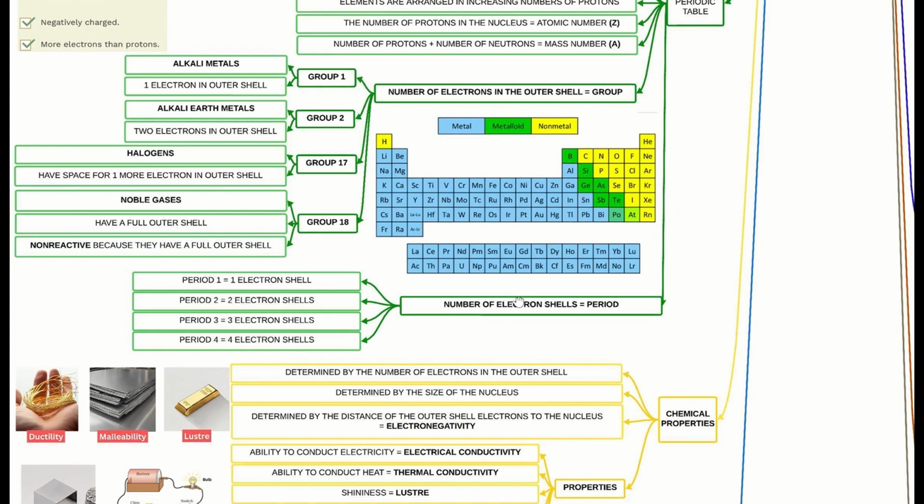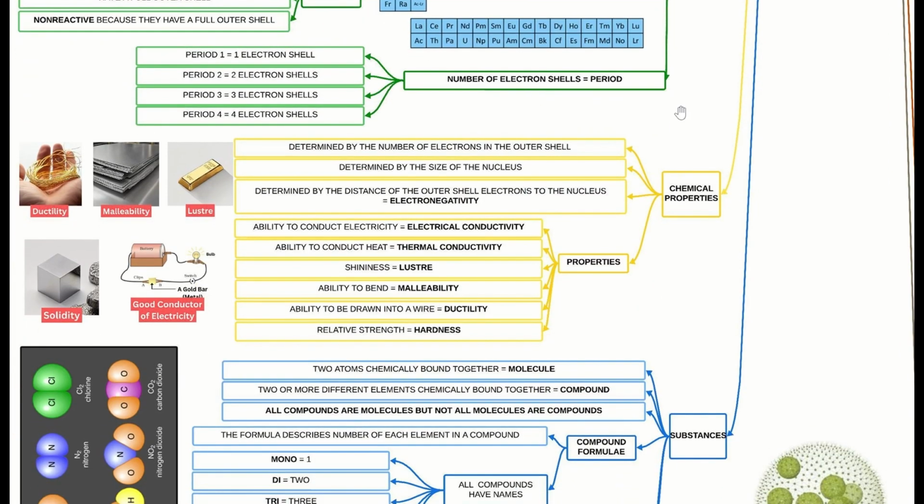Okay, then we get down to the chemical properties. Now, the chemical properties of the elements are determined by the numbers of electrons in the outer shell, which we know as the valence electrons. It's also determined by the size of the nucleus. But ultimately, it is determined by the distance of the outer shell electrons to the nucleus. We call this the electronegativity.